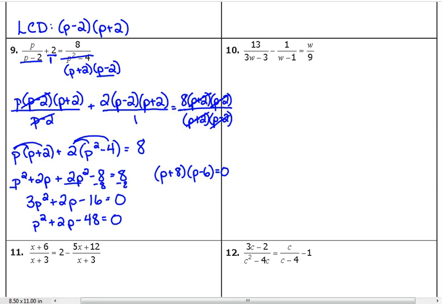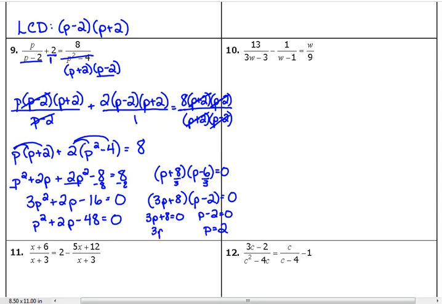Okay, I'm not done, right? I got to divide by 3. 8 over 3 does not reduce, so the 3 slides. 6 over 3 does reduce to 2. So 3p plus 8 equals 0, p minus 2 equals 0. So the easy one is that p equals positive 2.